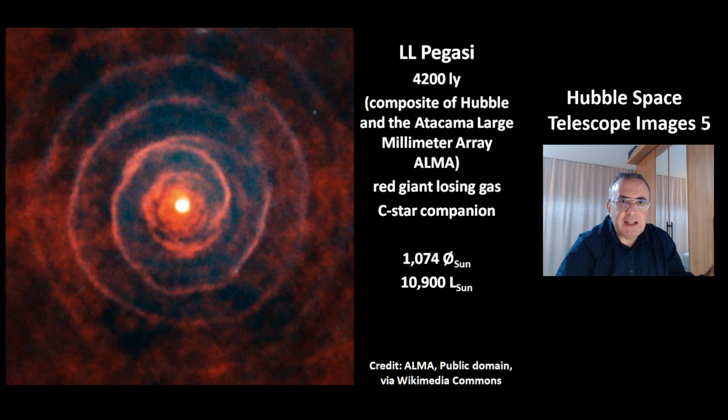This is a picture of LL Pegasi at a distance of 4,200 light years. It's a composite picture of Hubble and ALMA. ALMA is the Atacama Large Millimeter Array Telescope. This is a red giant losing gas. It has a C-star companion. C-star means its companion is carbon-rich in the atmosphere.